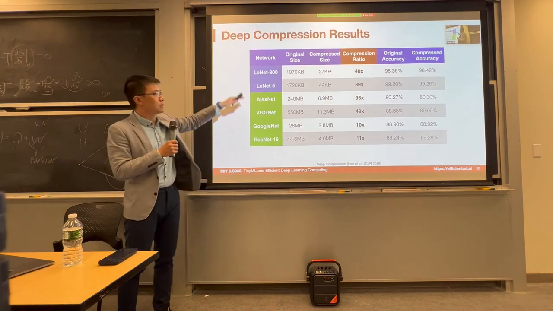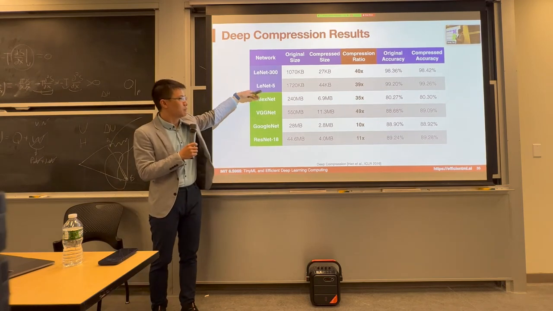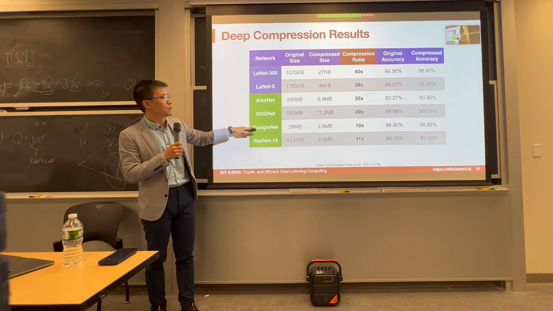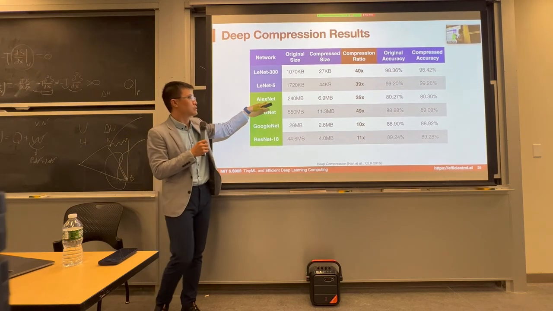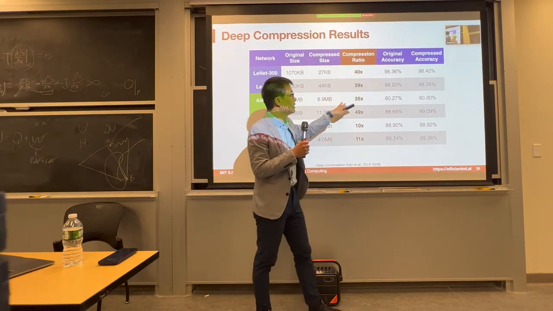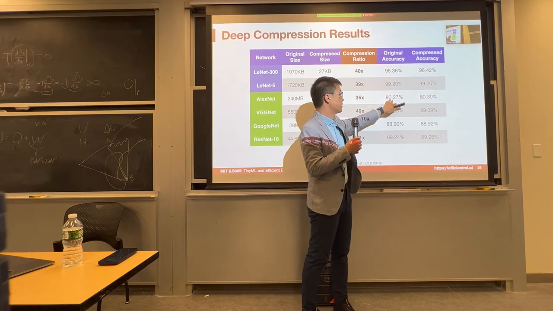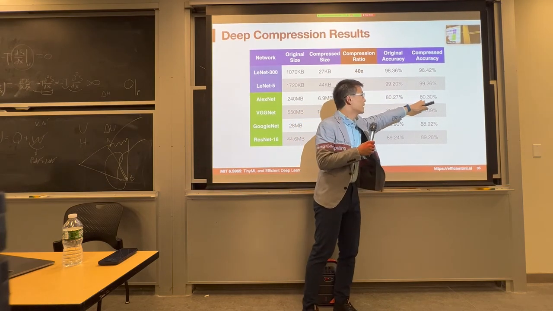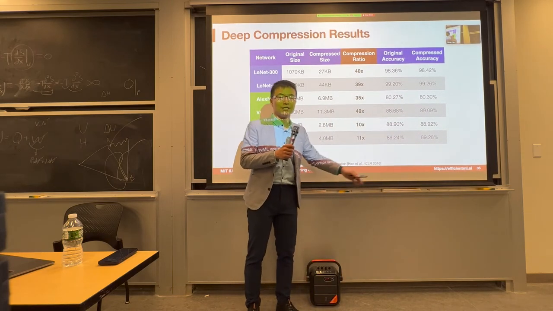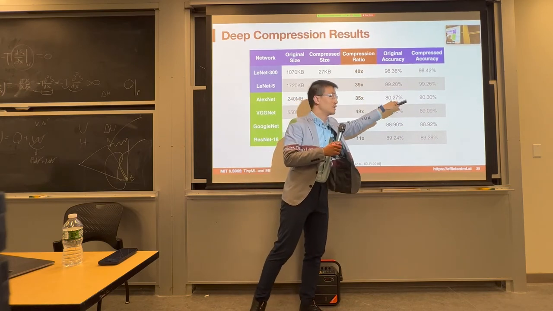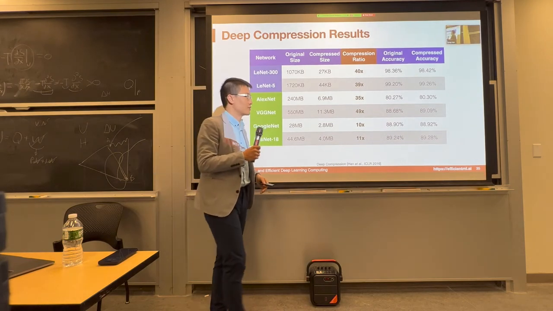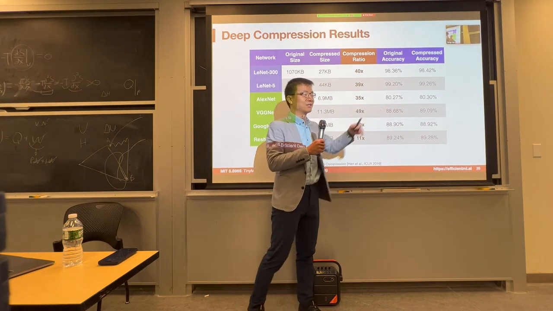So here are the compression results for several popular neural nets on the ImageNet dataset. ImageNet is probably more interesting. For AlexNet, it reduced from 240 megabytes to only 7 megabytes. And the accuracy originally is 88.7, now it's 88.3. So this result is from 2016. These days, in our latest work, we can easily get 80% top one accuracy.